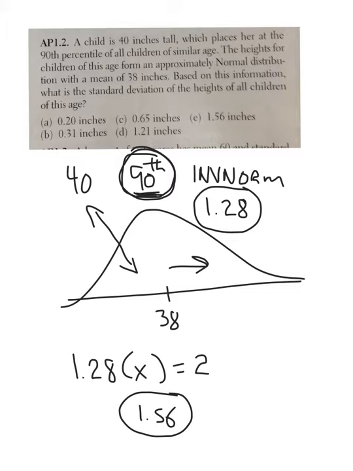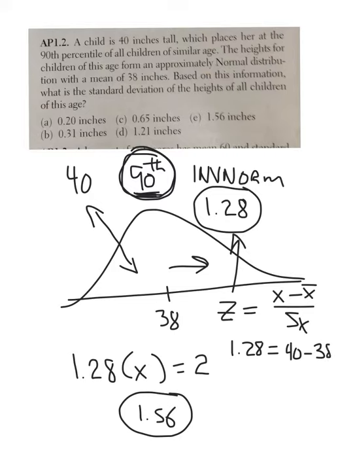And another way to think about this is, remember, z-score is equal to what? The number we're interested in minus the average divided by the standard deviation. Let's see. So this was our z-score, 1.28. 1.28 is equal to 40 minus 38 divided by standard deviation. And essentially, if we did this algebra over here, we would end up with the same thing that I came up with. So, letter E.